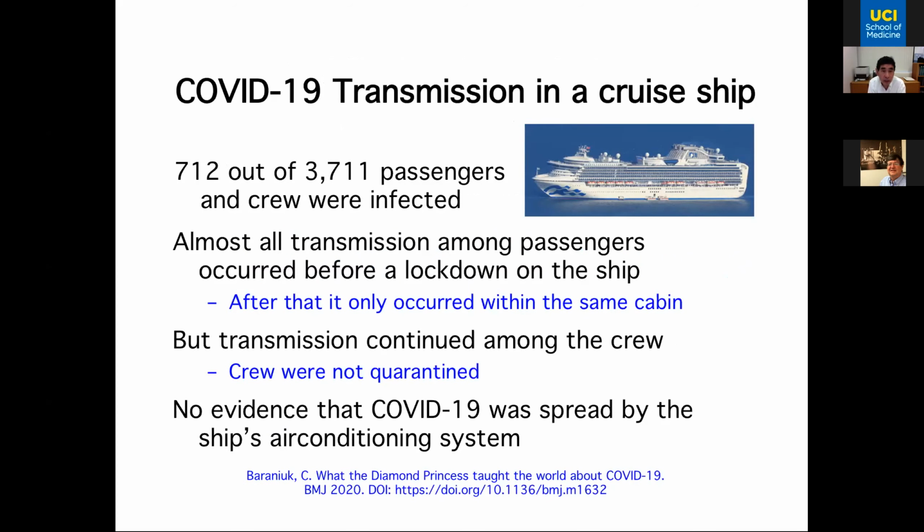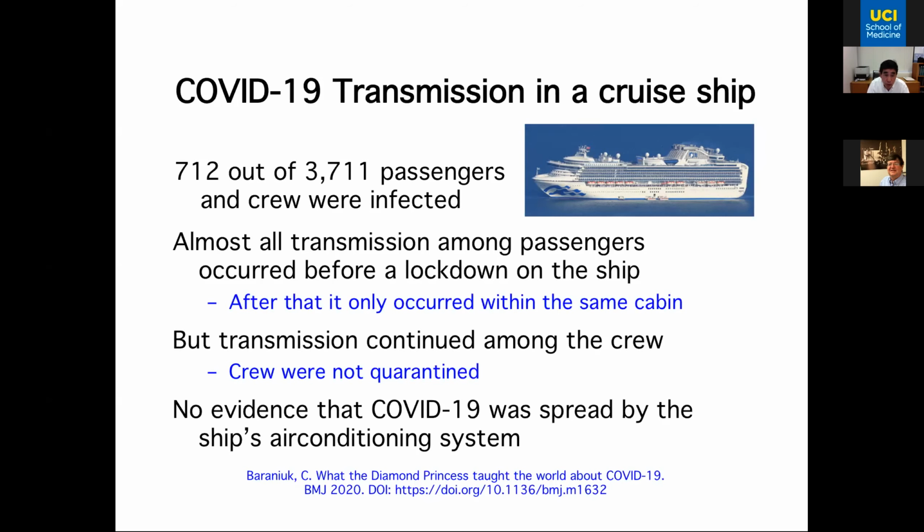I'm going to go over a number of scenarios where we've learned about transmission. So one of them was on a cruise ship, the Diamond Princess. And basically, we know that, interestingly, 712 out of 3,700 passengers were infected. But among the passengers, all the transmission occurred before they were locked down in their cabins. And then once they were restricted to their cabin, the only new transmission occurred within people in the same cabin. So again, reinforcing the idea that most of the spread is among people in a household. Once people didn't gather in large public places, there was no transmission among the passengers.